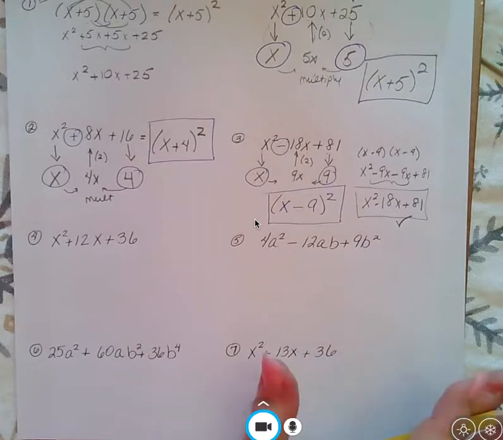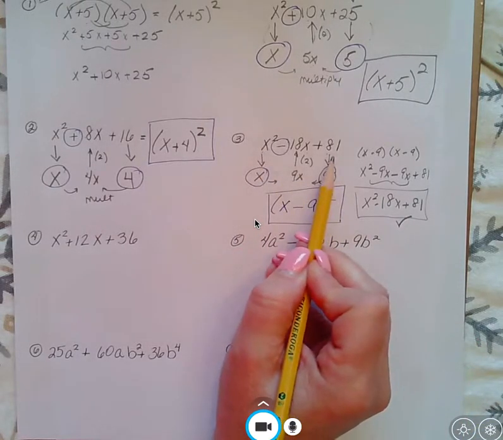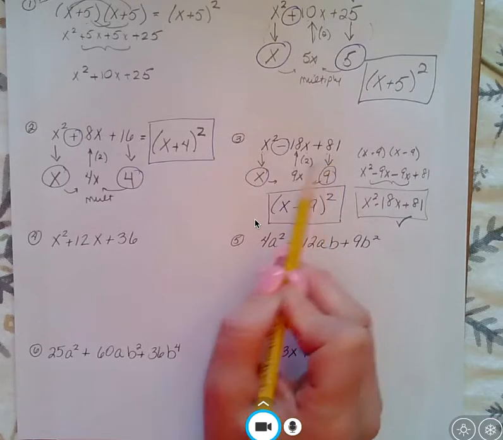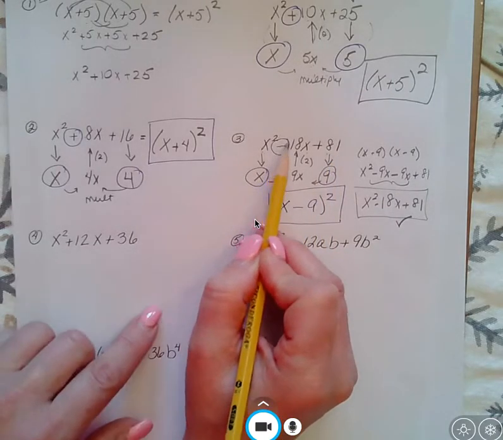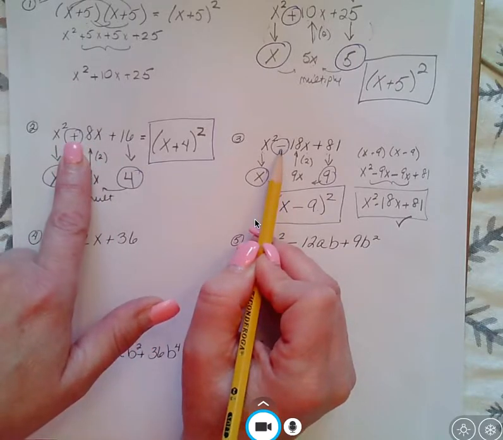So, things that we want to recognize here. Yes, the first and last terms are both squares. It doesn't matter if this is a plus or minus for your middle term.